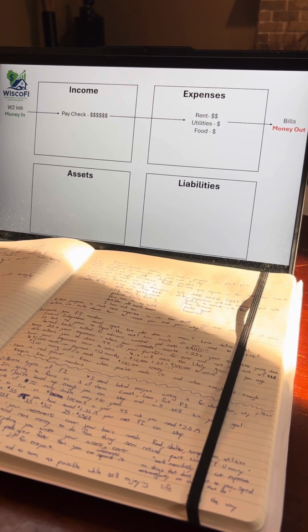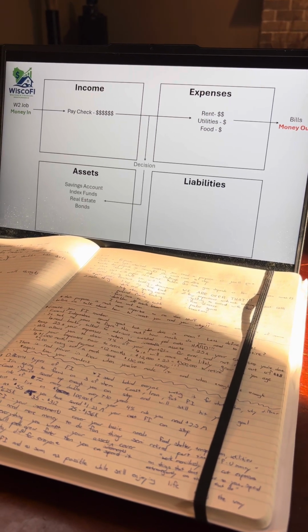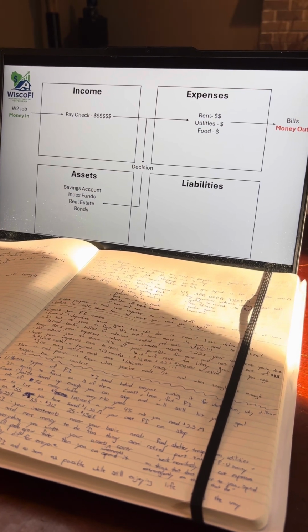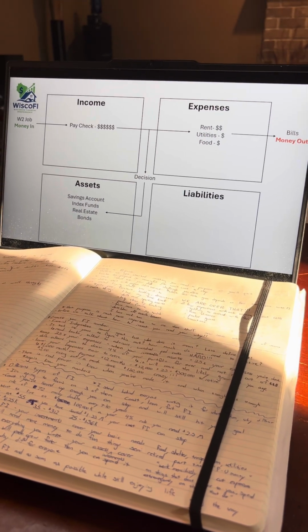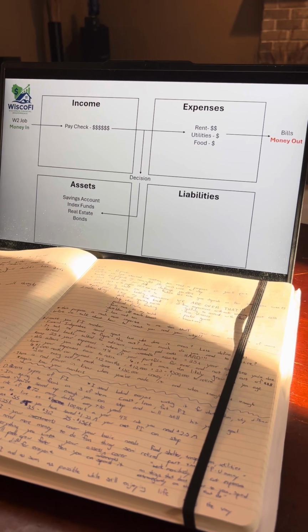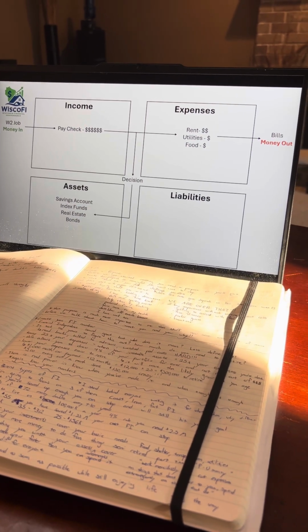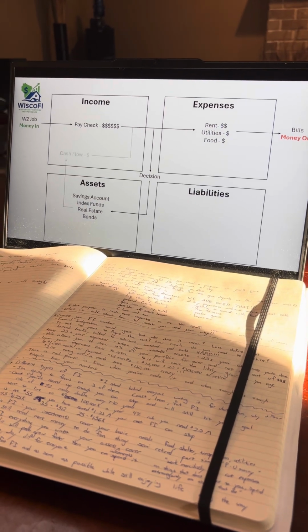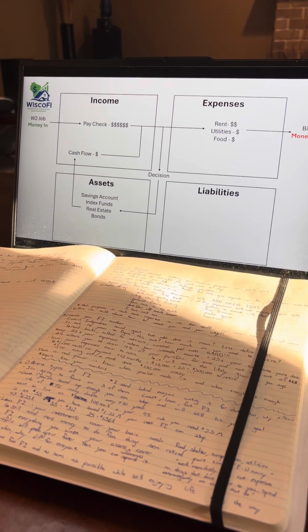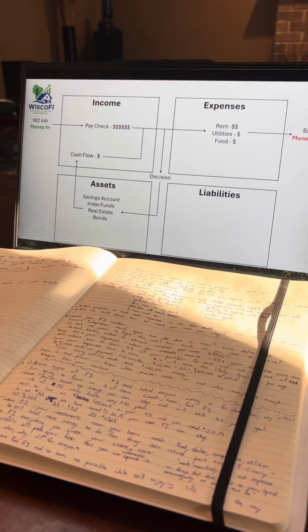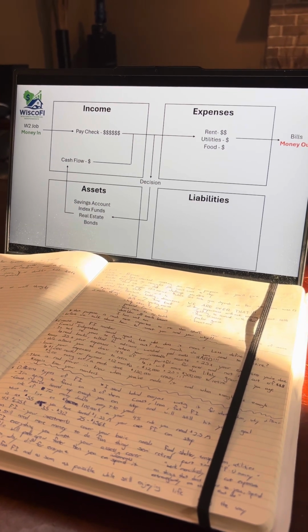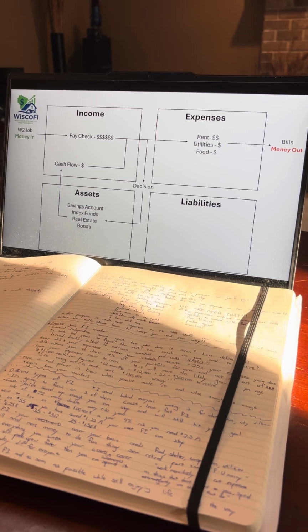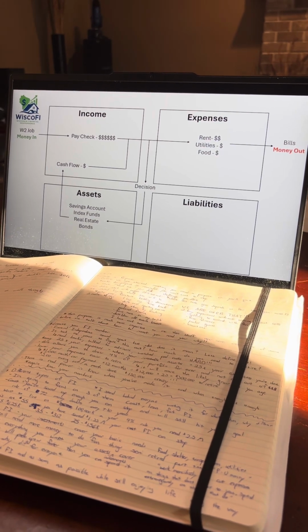So we do have another option. Let's look at it. We could make the decision, instead of buying liabilities, to buy assets. And in here, I put an example of savings account, index funds, which we've talked about, real estate, bonds. They all have one thing in common. They are going to generate cash flow, and that is going to put money back in your pocket versus take money out. And if you continue to do that over time, I promise you, you will get ahead.